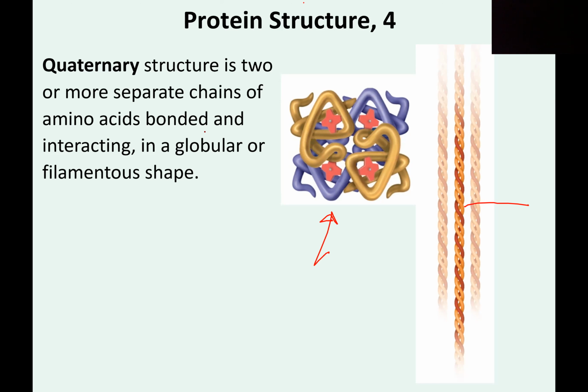In hemoglobin, you have one, two, three, four amino acid chains, and you have four hemes, which are the four red flower looking things. Those are pigments. So this is a complex quaternary protein.